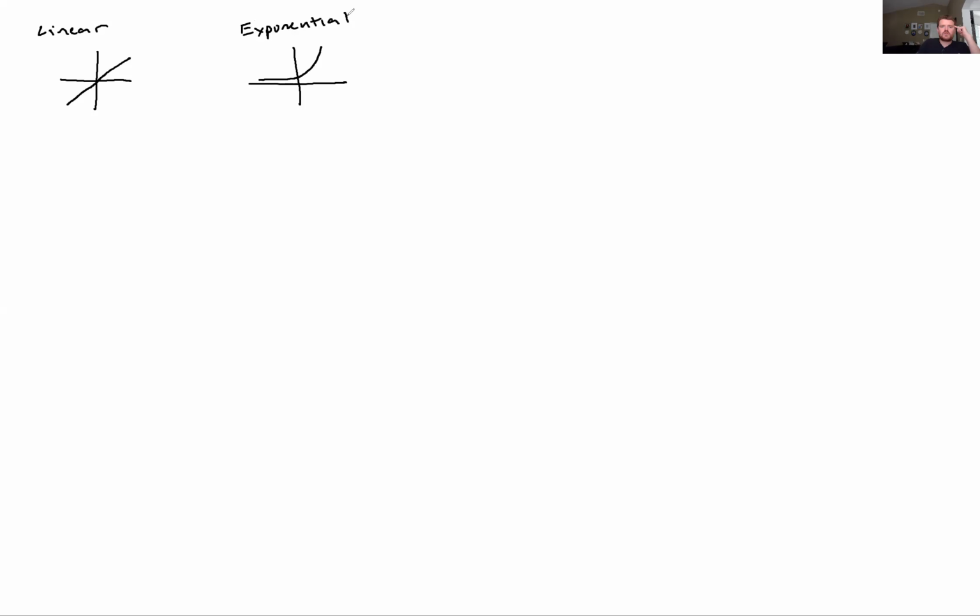And then, of course, quadratics, which is what we've been doing most recently, are parabolic or U-shaped, like so. So just by looking at a graph of a function, you should be able to tell what type of function family it belongs to: linear, exponential, or quadratic. That's pretty straightforward.